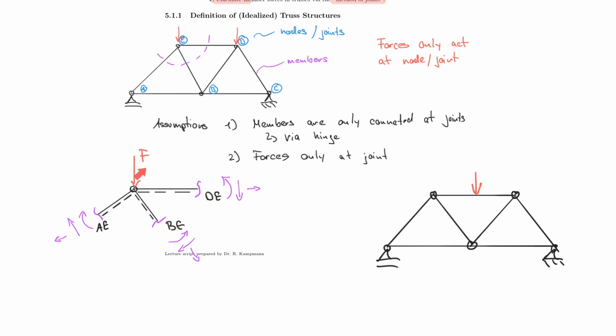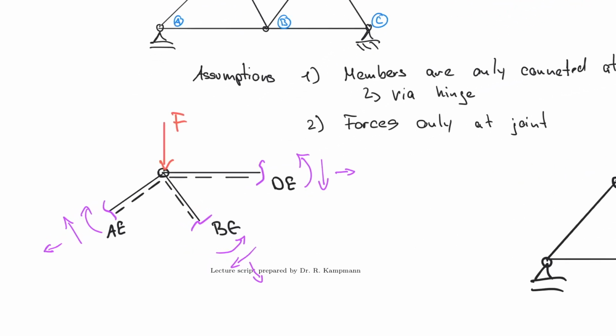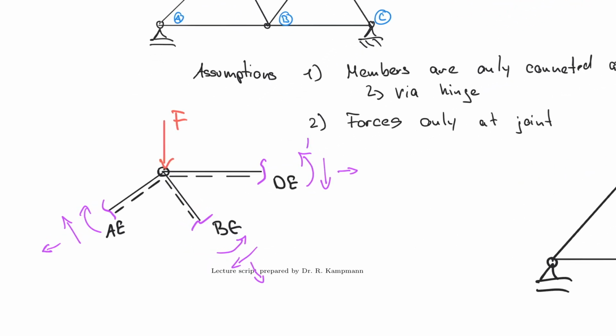So what does that mean for my picture down here? That means that I can now eliminate the moment and the shear force. So moment is equal to 0 and shear force is equal to 0. And that is true everywhere, right? So I say that again, moment is equal to 0, shear force is equal to 0, moment is equal to 0, and shear force is equal to 0.